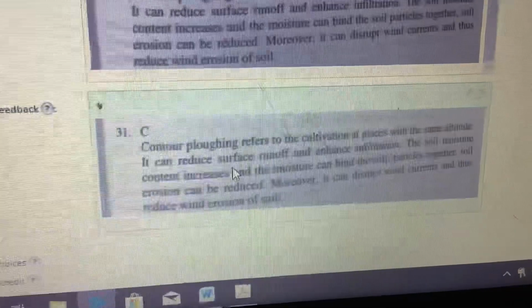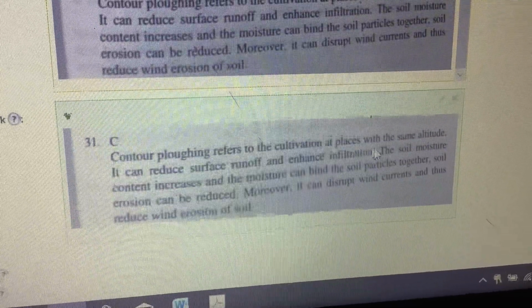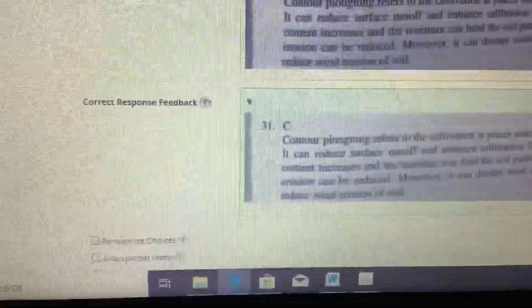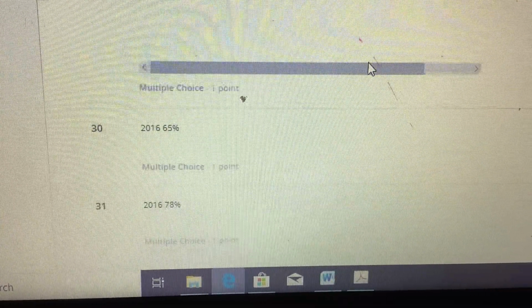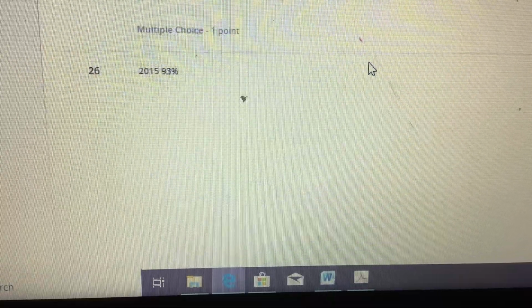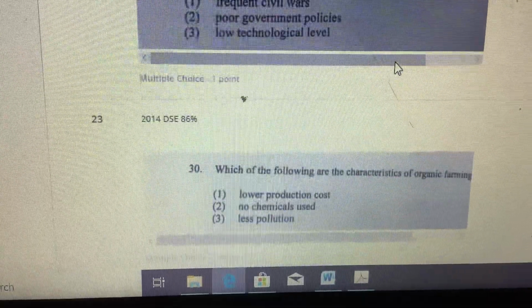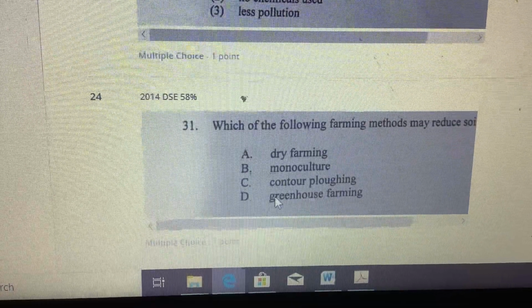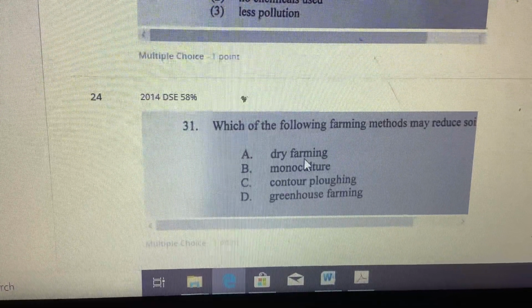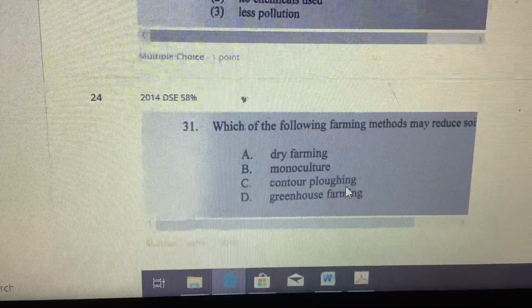You may ask why farming is not, well, he haven't explained, because farming actually is just talking about putting the farm produce into a house. So not in the principle of choose the best answer, not the right answer. So this one is not really the best choice among these four. Okay, so contour ploughing is better.